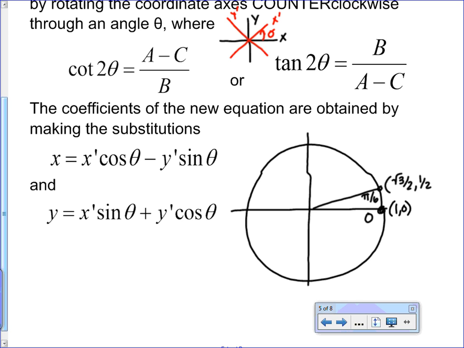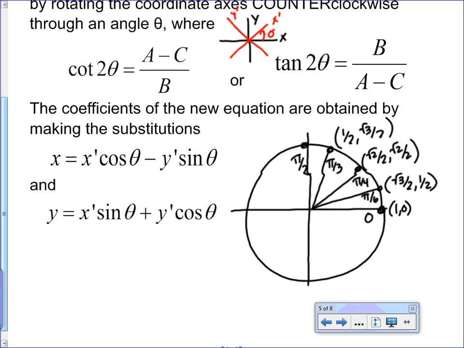1/2. We have a pi over 4 angle with coordinates square root 2 over 2, square root 2 over 2. We've got that pi over 3 angle, 1/2, square root 3 over 2. And then you've got the angle up here that's pi over 2, which will be 0, 1. And then you could fill in the other quadrants. In order to figure the angle of rotation, you'd need to know the tangents of each of these.